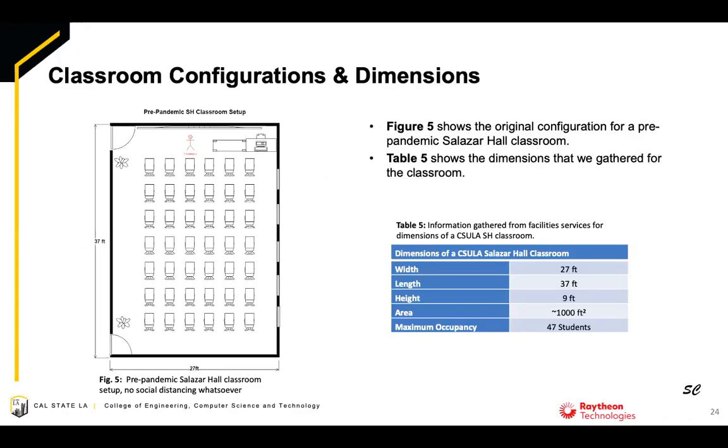Okay, we begin this section by introducing the classroom configurations and dimensions used for conducting our simulations. In Figure 5, we have a pre-pandemic classroom layout of a typical Salazar Hall classroom. This classroom has an area of roughly 1,000 square feet and a max occupancy of 47 students. We use this table as our base configuration, for which we designed our 2 new proposed pandemic era arrangements on the following slide. So I will now pass it on to Adriana to continue.